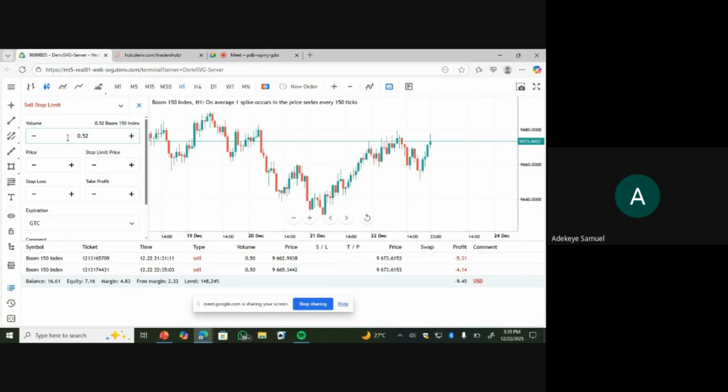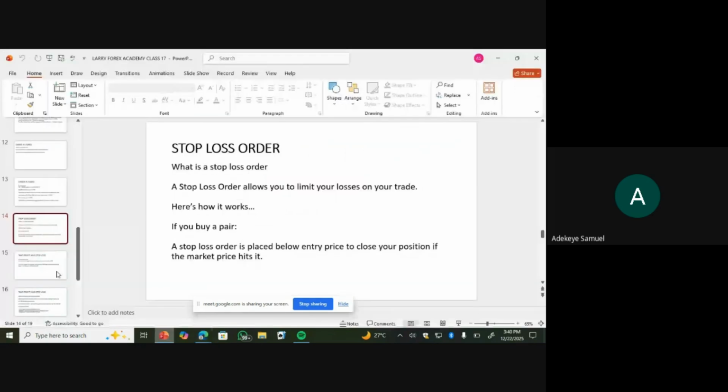Actually, people don't normally use this order, because it's the combination of a sell limit order and a buy stop order, right? Just the same principle. You set one below and you set one high. So once the price triggers or hits that particular level, it will definitely buy for you.